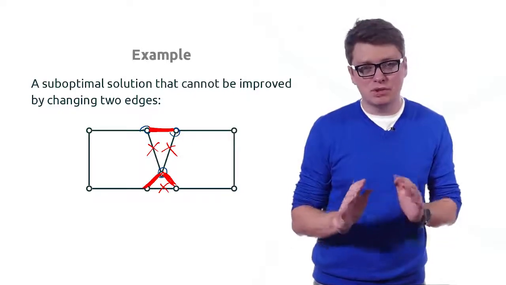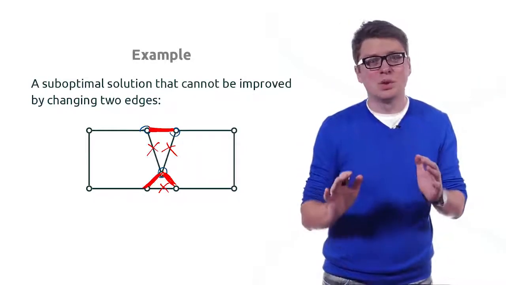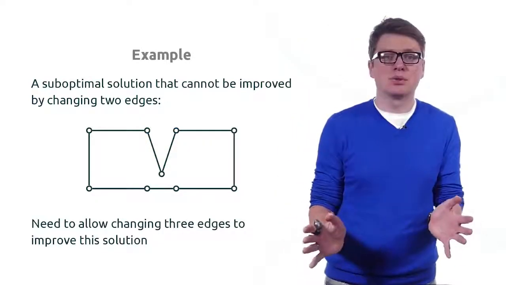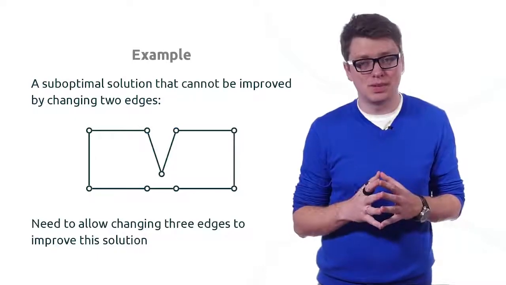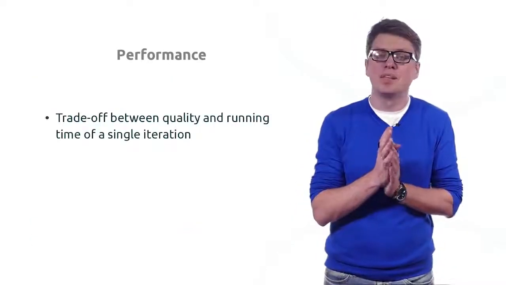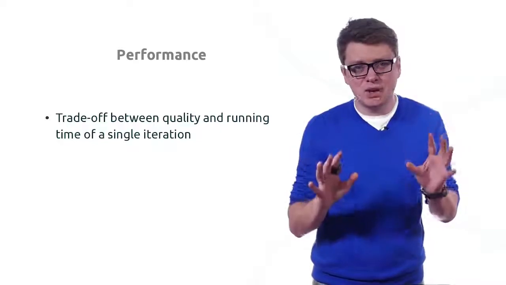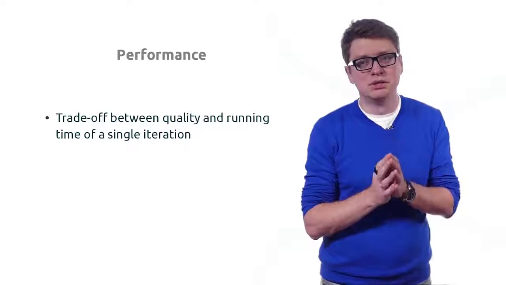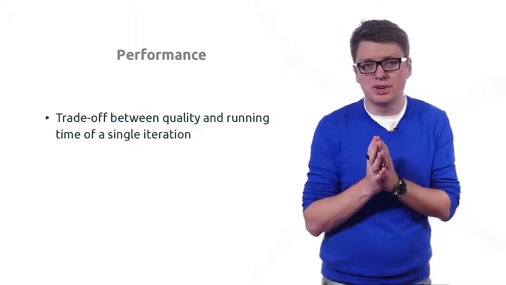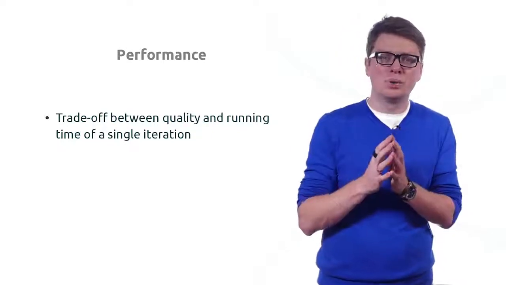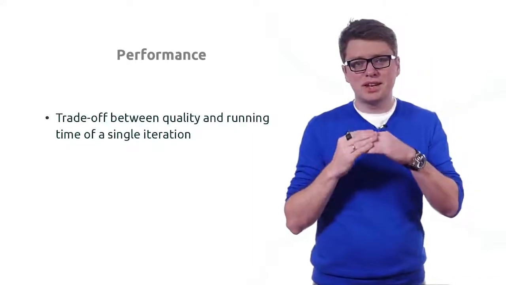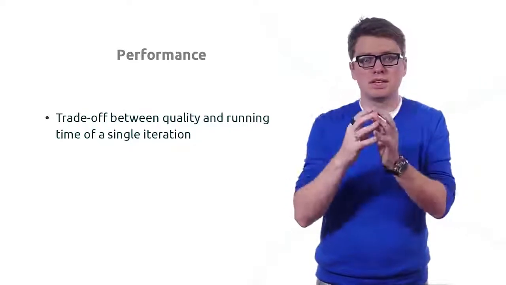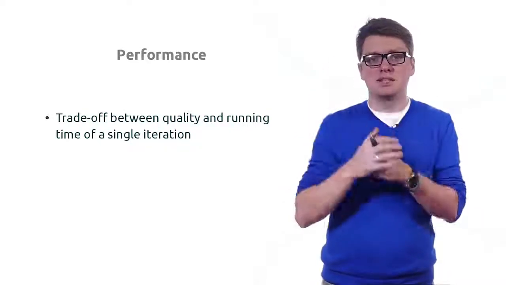to 3. But unfortunately, it is not possible to realize it when D is equal to 2. So we can fix it when D is equal to 3, and we cannot when D is equal to 2. Once again, there is a trade-off between the quality of the returned solution and the running time of a single iteration. So when we increase D, we increase the running time of an iteration, because we need to consider many more possibilities for D edges.